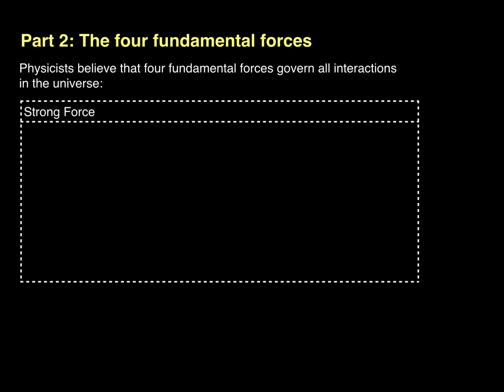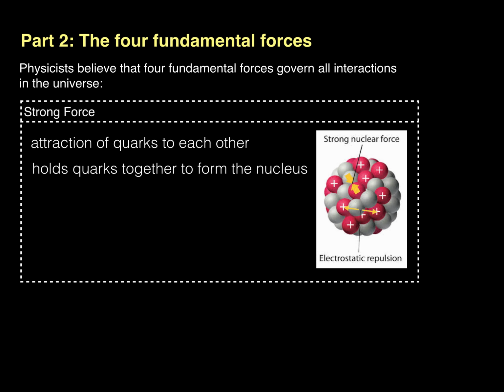Finally, we have the strong force, or sometimes the strong nuclear force. It is the attraction of quarks to each other. It's what holds the quarks together. The quarks make up the nucleons, the protons and neutrons, to form the nucleus. It has a very short range, about 10 to the minus 15 meters. It can really just reach about halfway across a uranium nucleus. But it's the strongest of the forces. It has to be strong because it has to balance out the electromagnetic repulsion between the protons, or the nucleus would fly apart.